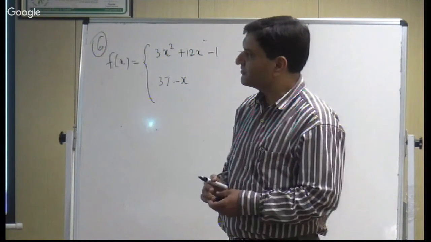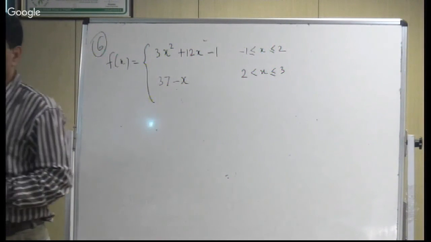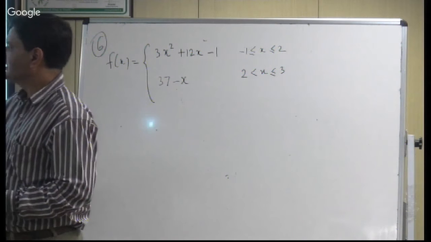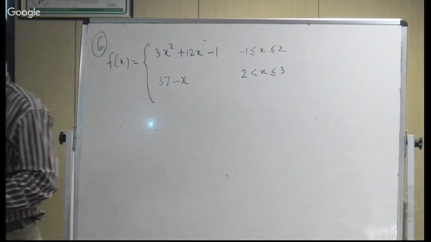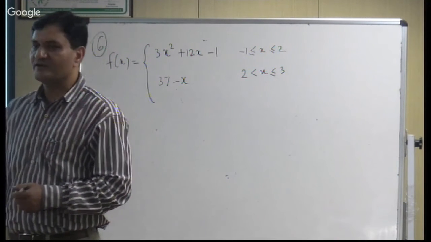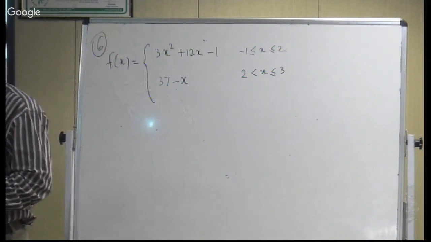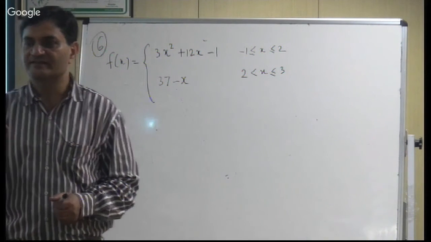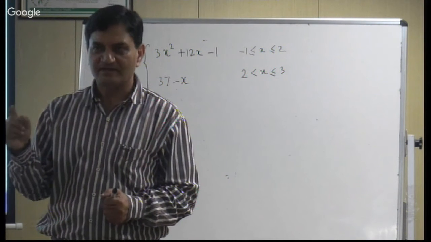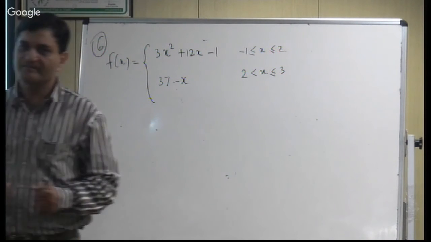The first option is just about the first function between minus 1 and 2. Fx is increasing. You can just differentiate. If you differentiate the function, you get 6x plus 12. When is 6x plus 12 positive? 6x plus 12 is greater than 0 if 6x is greater than minus 12, so x is greater than minus 2. So when x is greater than minus 2, this will be increasing. So this first option seems to be correct.